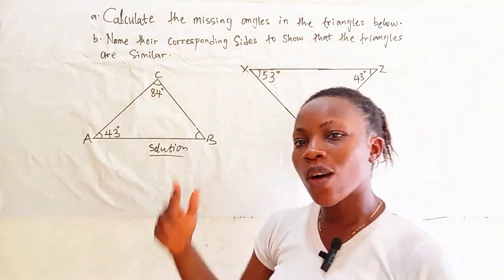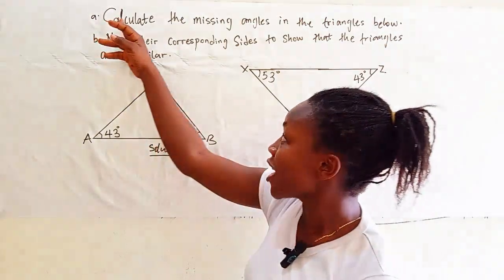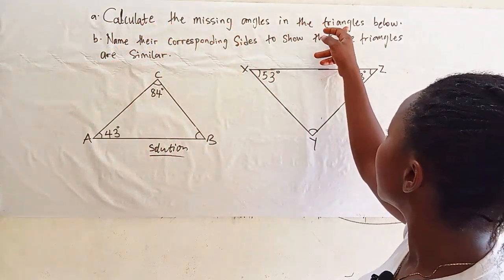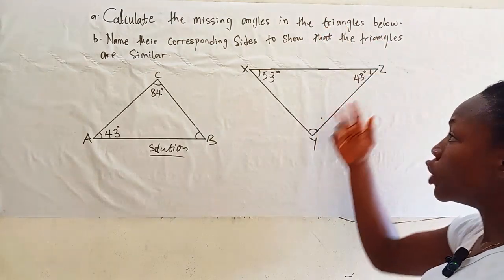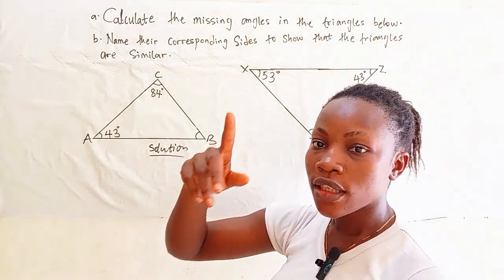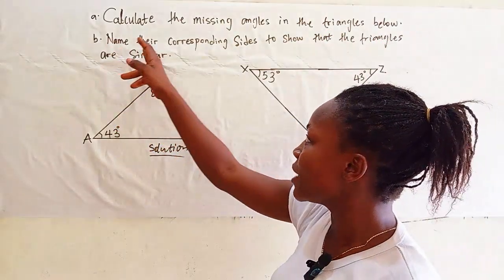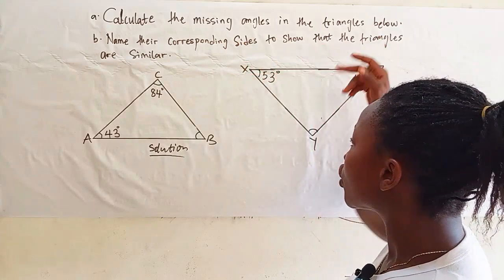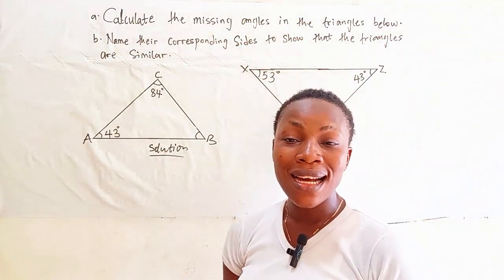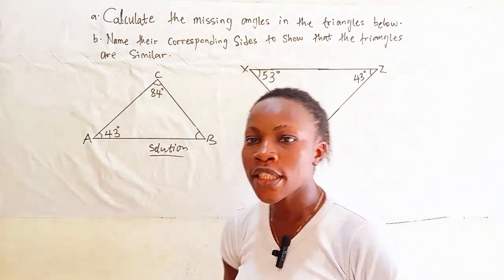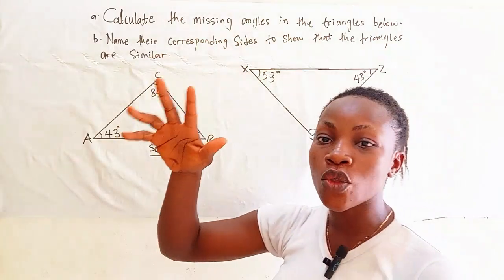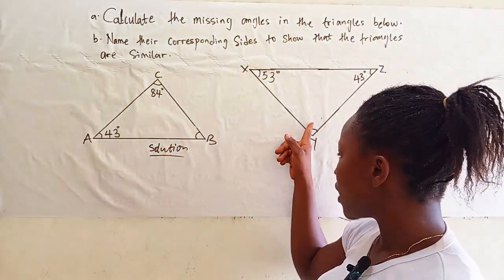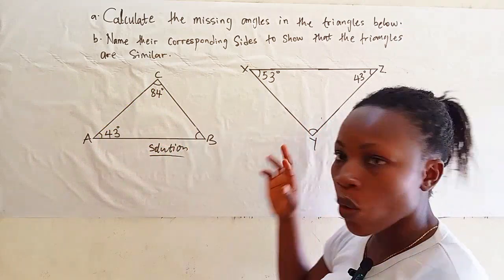Alright, let's look at what we have here. Here we are asked to calculate the missing angles in the triangle below. That is question A. Question B says, name their corresponding sides to show that the triangles are similar. Alright, so the missing angles we are asked to calculate are this angle and this angle. That is our angle B and our angle Y.